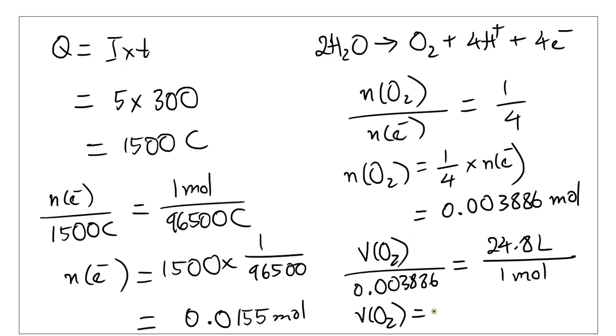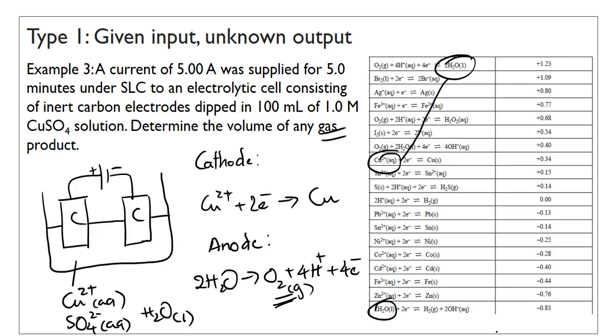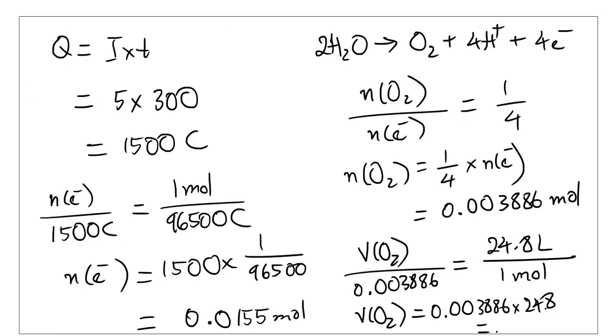So the volume of oxygen is 0.003886, that's an 8, times 24.8. Okay. Let's go back to check sig fig. 2 sig fig. 5 minutes, yep. So 0.096 liter. And that's the final answer for example 3.